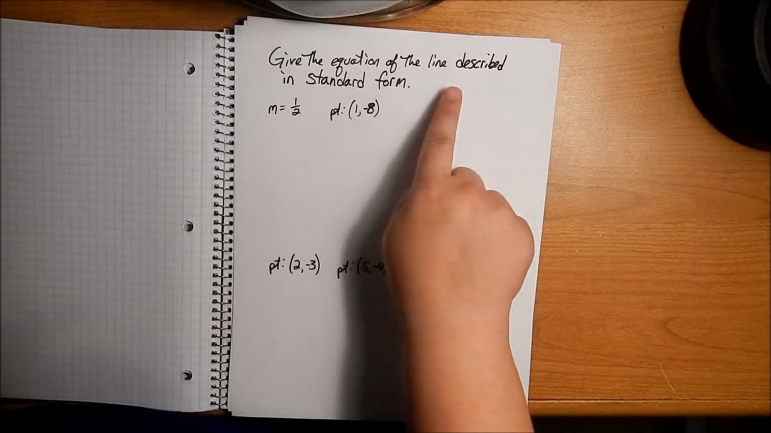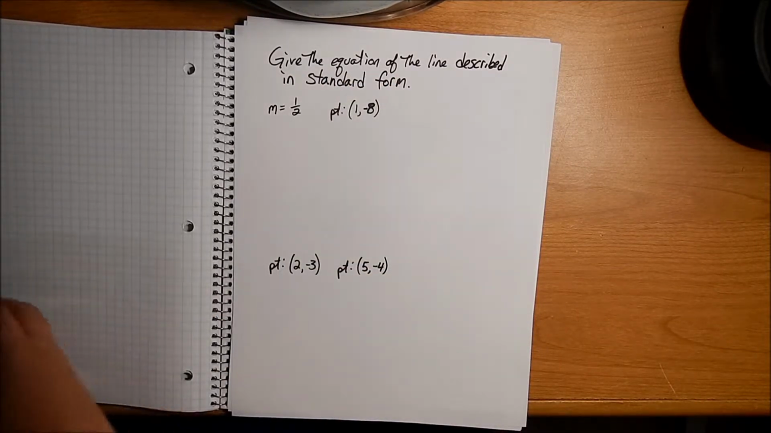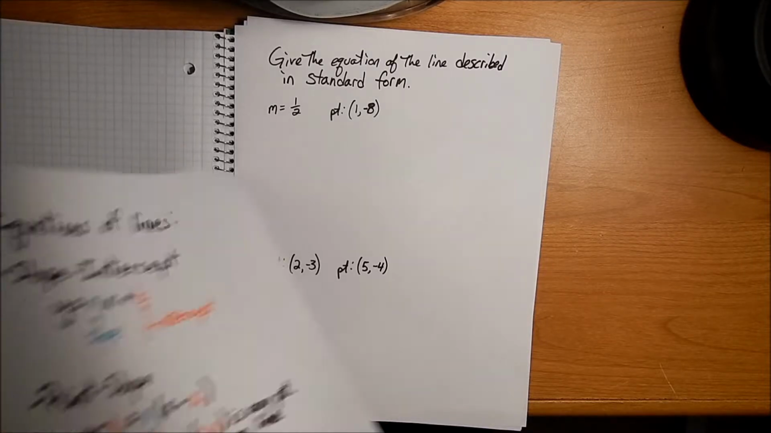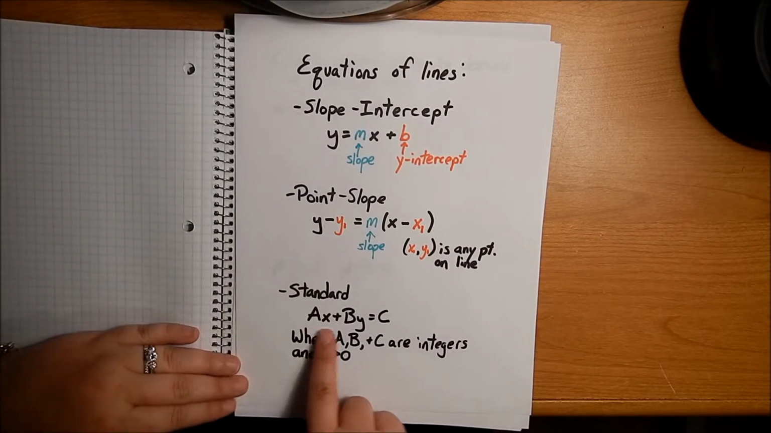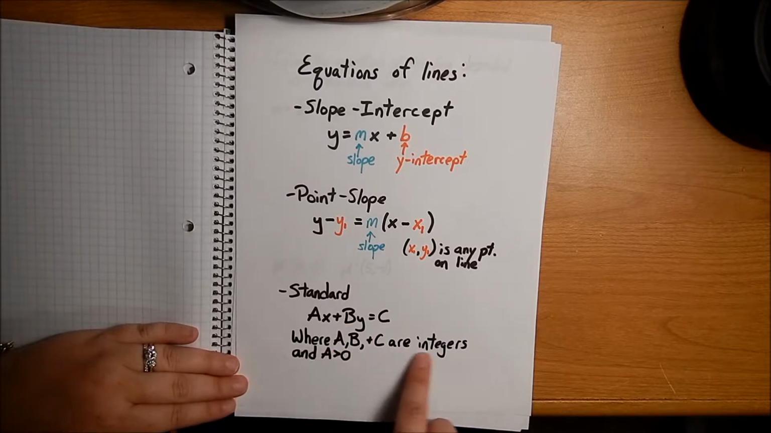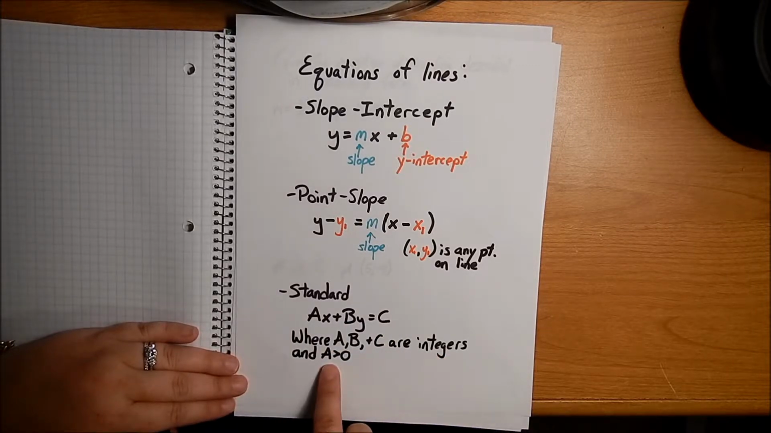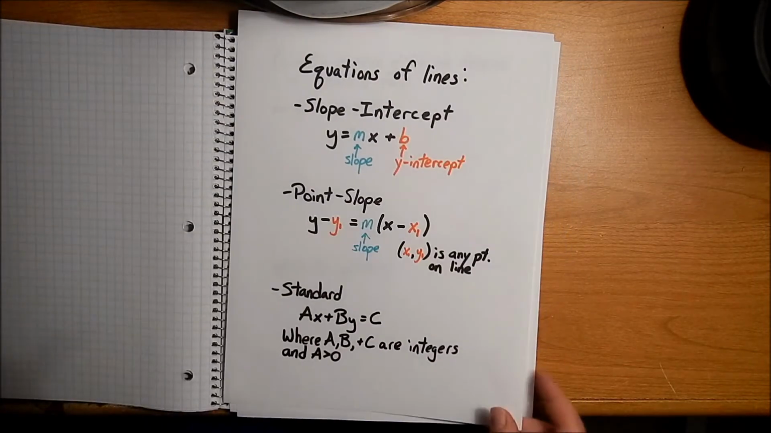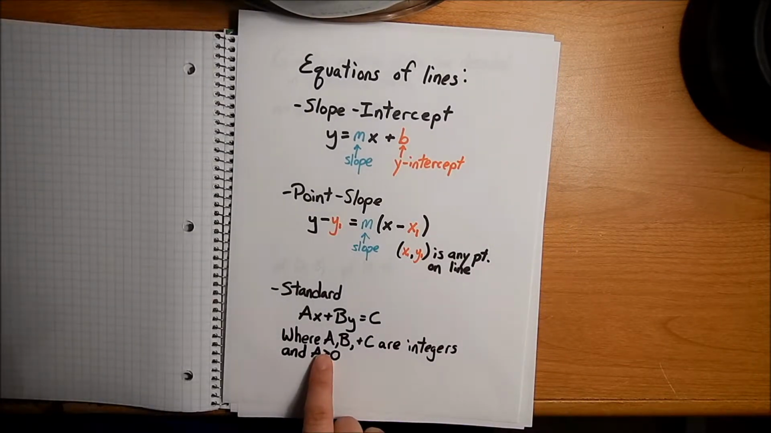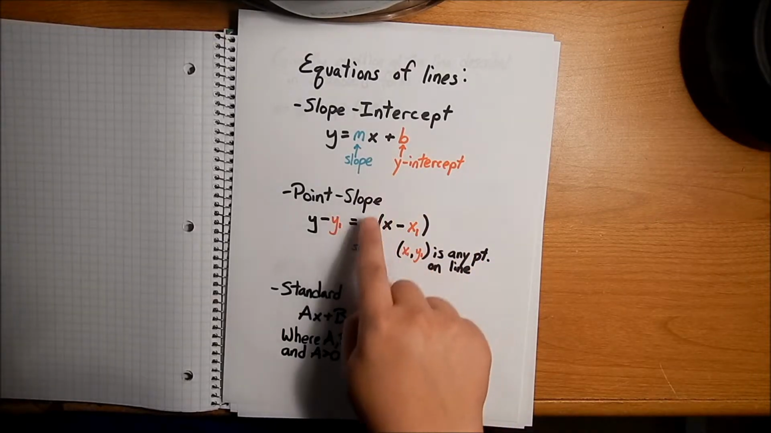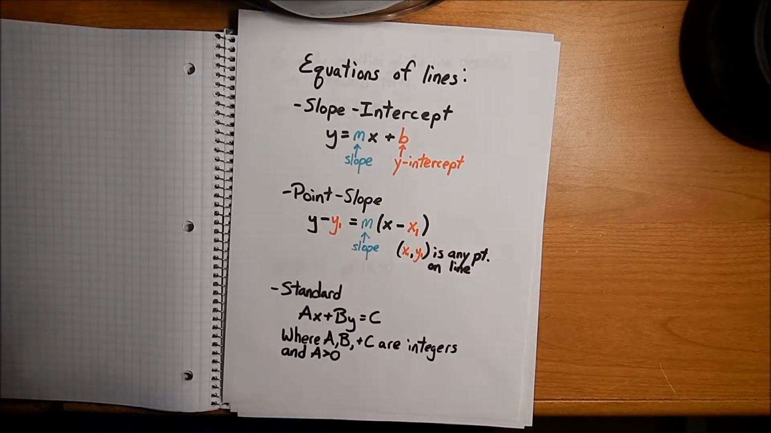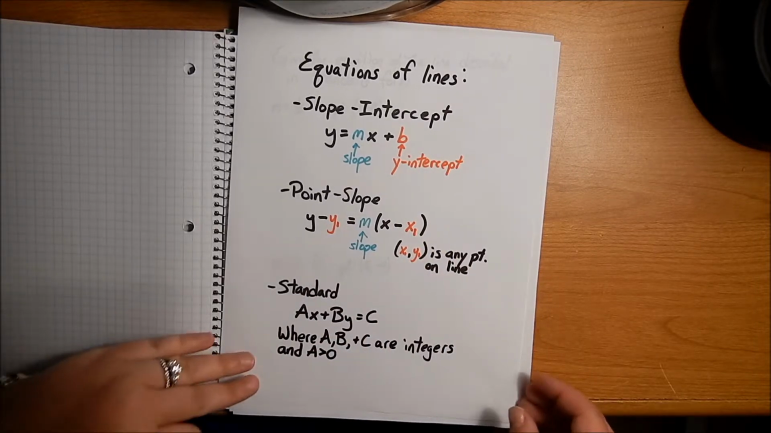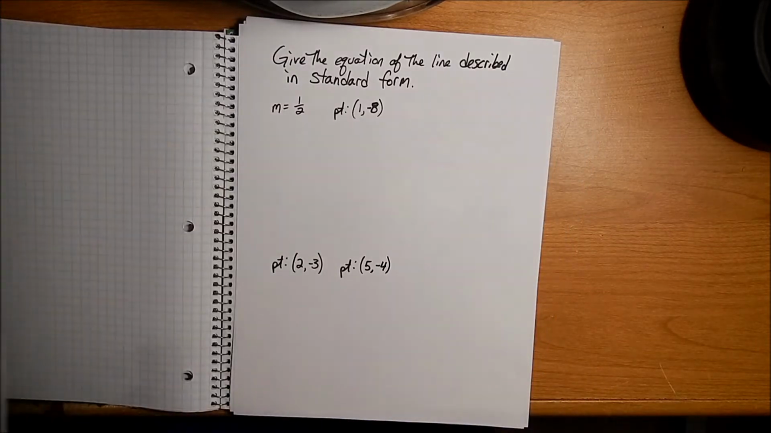So here it says, give the equation of the line described in standard form. So let's just recall what standard form is. Down here at the bottom, ax plus by equals c. a, b, and c have to be integers. And we're going to have a, b positive. Okay, so there's not a way for me to jump right to standard form. I'm going to have to put my equation in one of these 2 forms first, and then I can rewrite it so that it's in standard form.